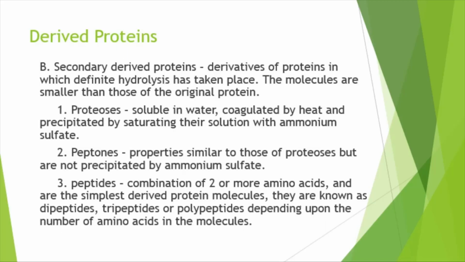Next, we have your secondary derived proteins. So these are derivatives of proteins in which definite hydrolysis has taken place. So the molecules are smaller than those of the original protein. So examples of this are your proteoses. So these are already the smallest form of your proteins already, or very near to amino acid already.